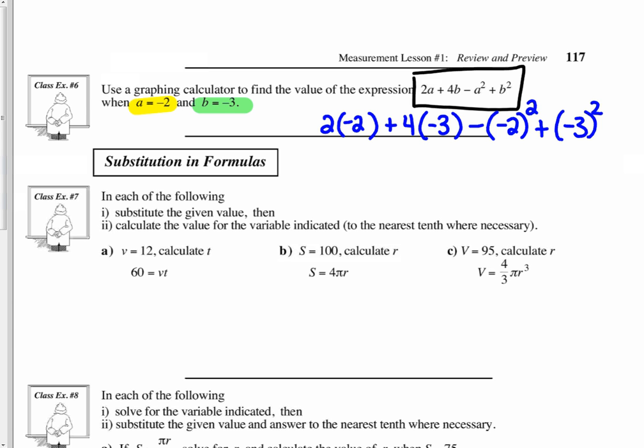Uh-oh. Let's see how much patience I have today. That's not good. There we go.